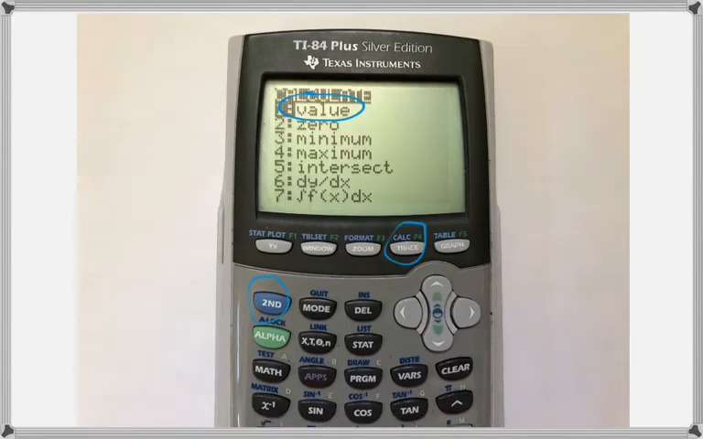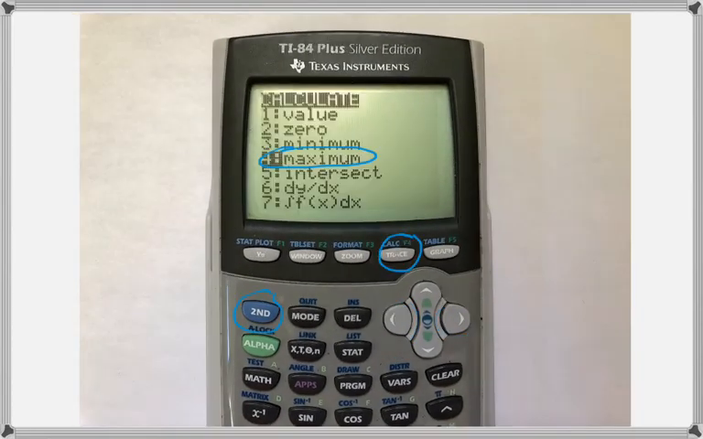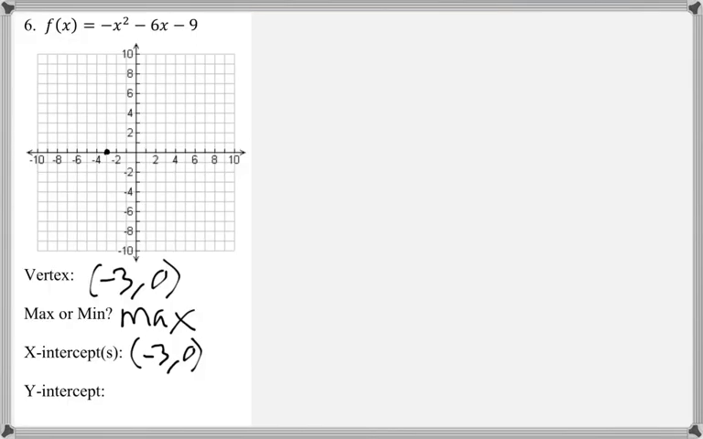Okay, so I'm going to go back. So 0, negative 9. Not the best drawing, but not the worst. So that will be our answer.